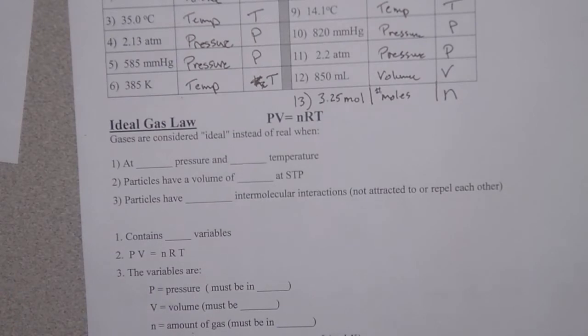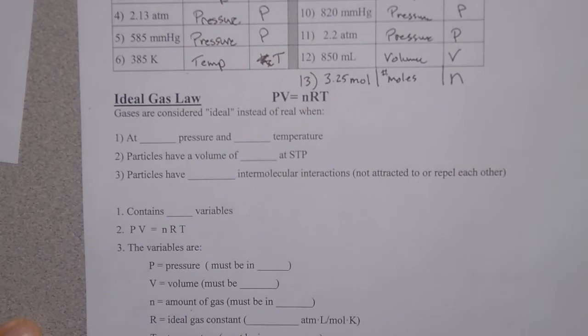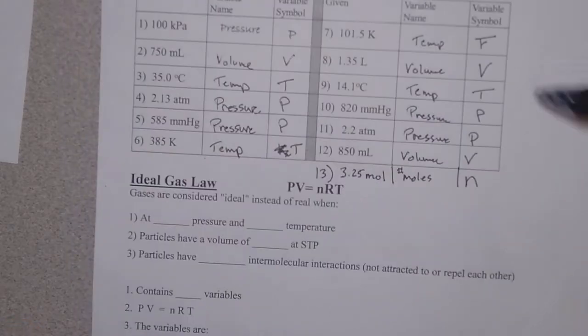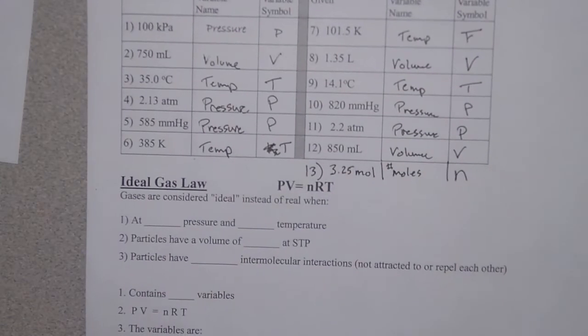We went over that briefly last class, but n is going to be your amount of moles. Okay? Everything else kind of sounds like what it's supposed to be. n is the weird one, okay? So, here we go.